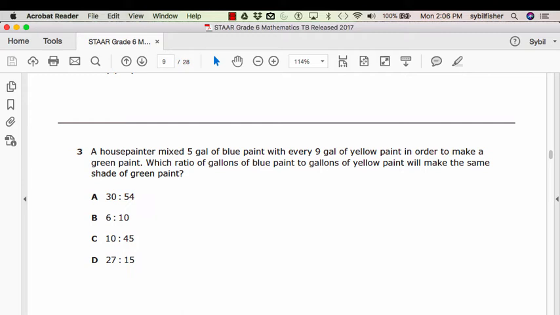I'm going to read that again since the screen was messed up. Number 3, a house painter mixed 5 gallons of blue paint with every 9 gallons of yellow paint in order to make a green paint. Which ratio of gallons of blue paint to gallons of yellow paint will make the same shade of green paint? A, 30 to 54. B, 6 to 10. C, 10 to 45. D, 27 to 15.